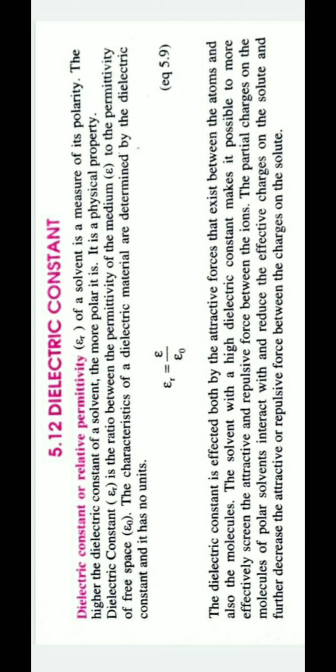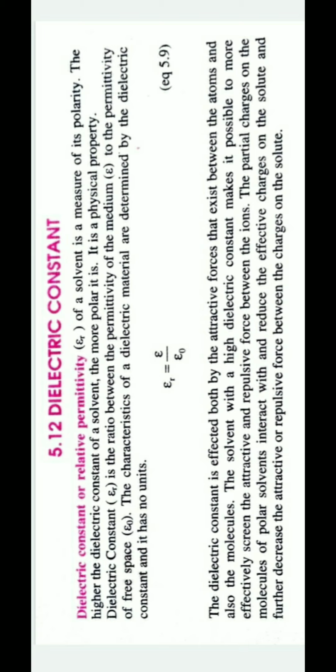So here we are discussing the dielectric constant, or relative permittivity. It is the measurement of a solvent's polarity. It tells us whether the solvent is polar or non-polar, and if it is polar, how much polarity is present in that solvent.